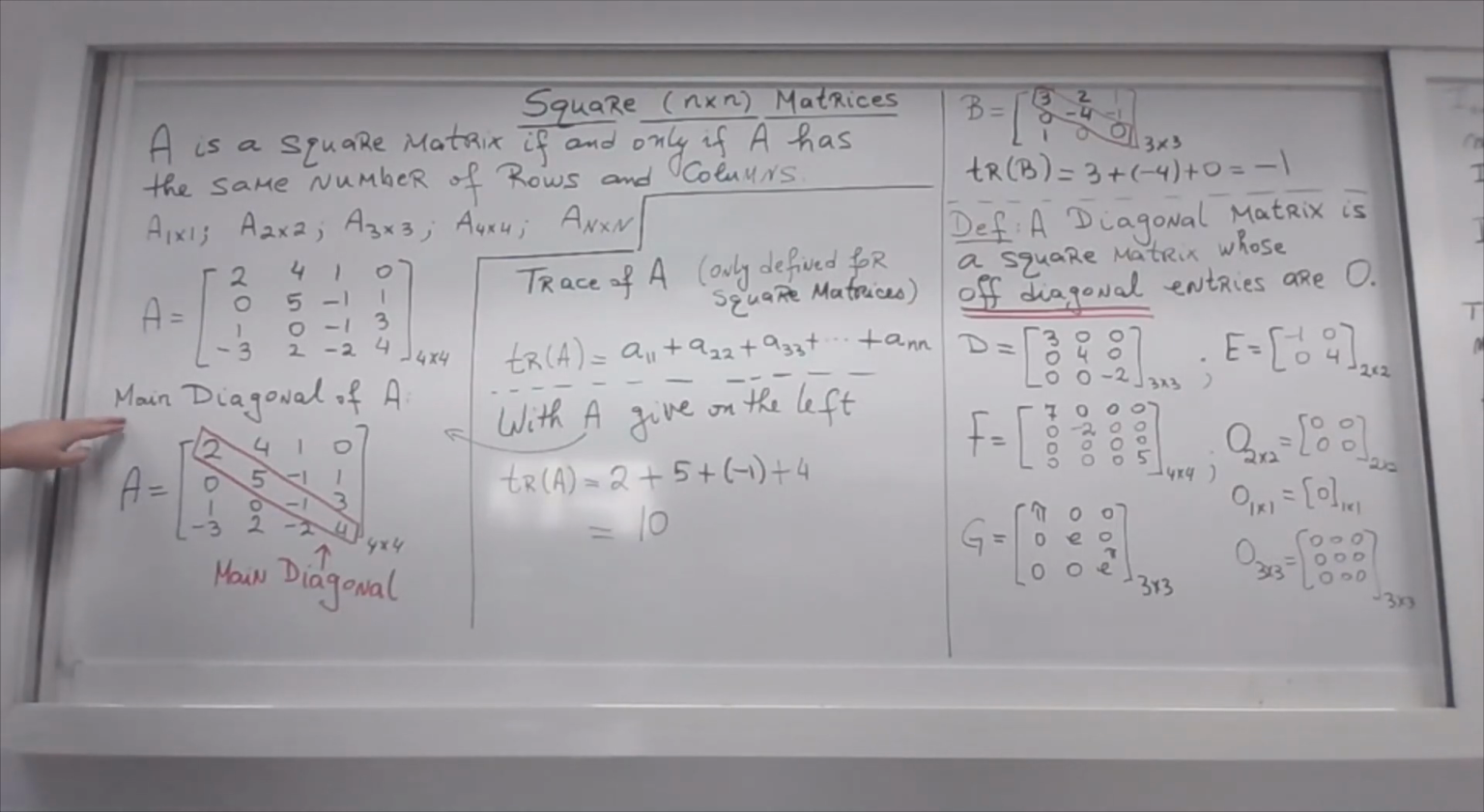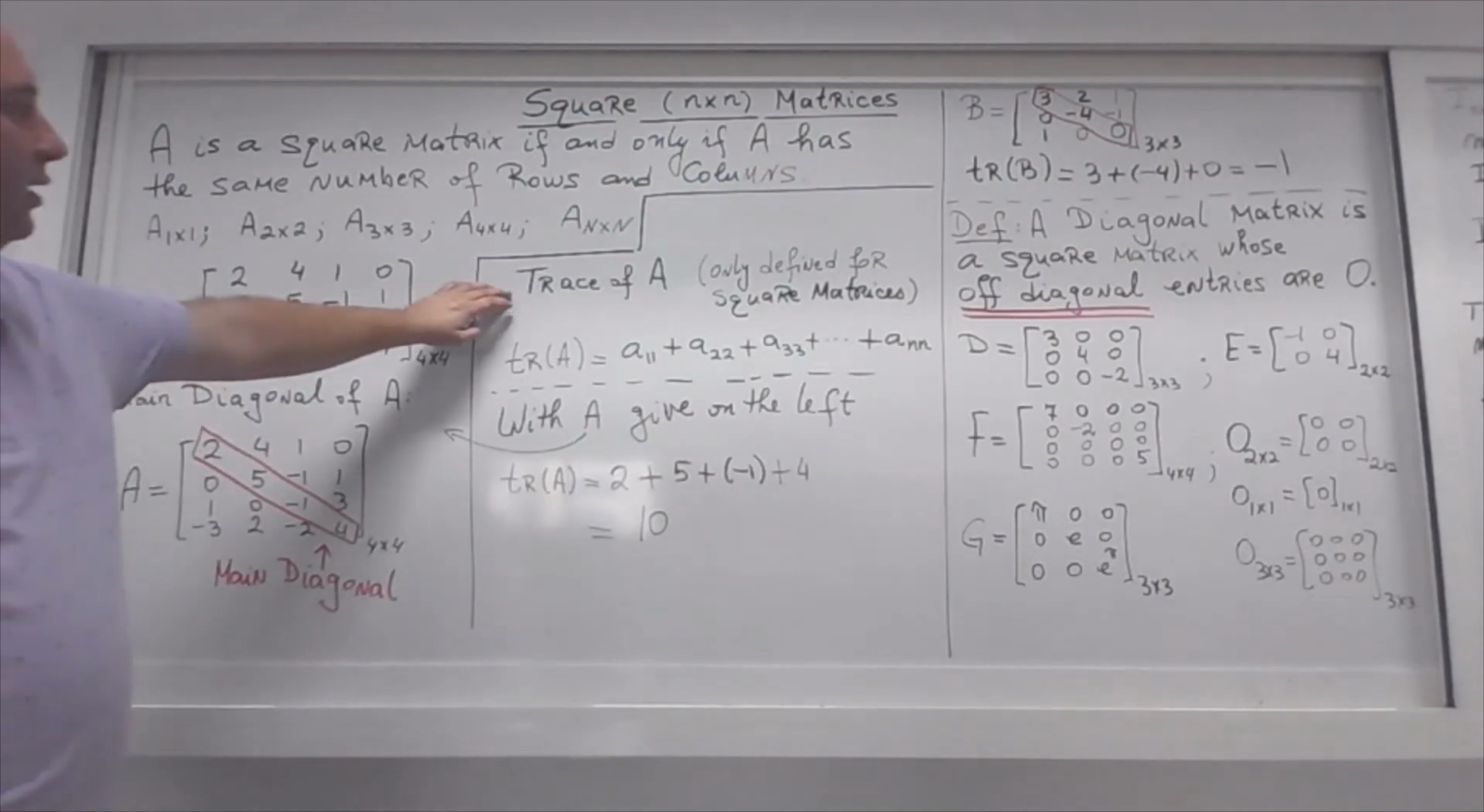We define a main diagonal which is defined only for square matrices. So what is that? Those are just the numbers on the diagonal. So you have this as a diagonal of your square. So this is the main diagonal. So the entries on the main diagonal are 2, 5, -1, and 4.